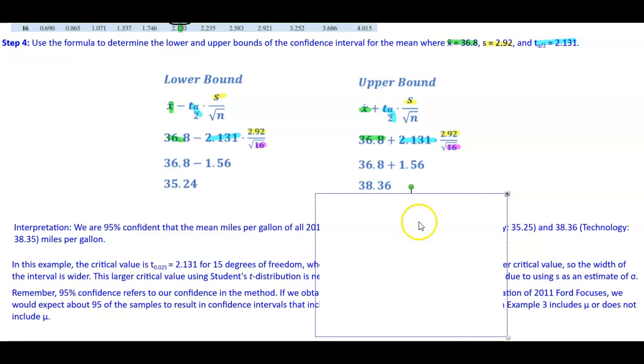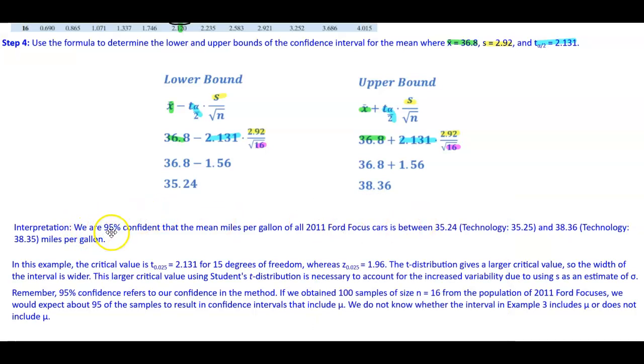So our interpretation would be the following. We are 95% confident that the mean miles per gallon of all 2011 Ford Focus cars is between 35.24, if we use technology it would be 35.25, and 38.36, using technology would be 38.35 miles per gallon.